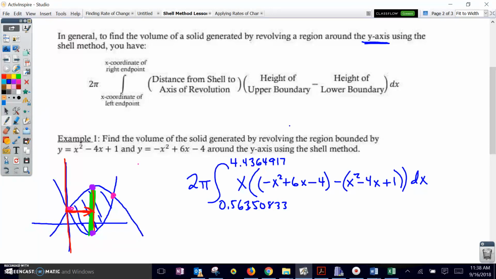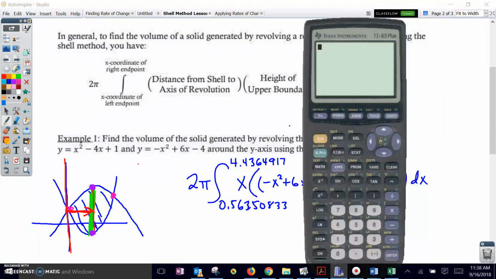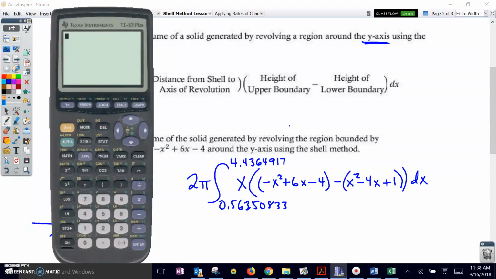So why use the shell method when we already could have done this using the washer method? Well, this would have been very complicated using the washer method. We would have had to complete the square to solve both of these equations for x and get x as a function of y. And then we would have had multiple integrals because of the differing boundaries on the region. Whereas with the shell method, we can do it all with one integral. And we don't have to go through the process of completing the square to calculate those equations.